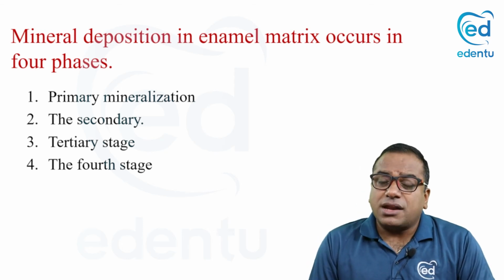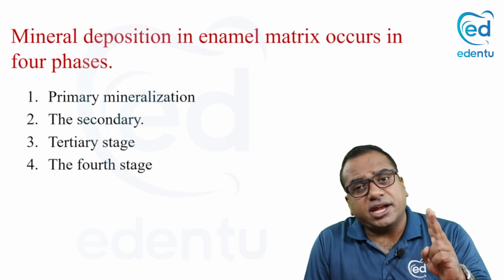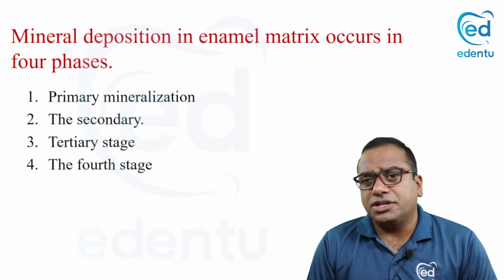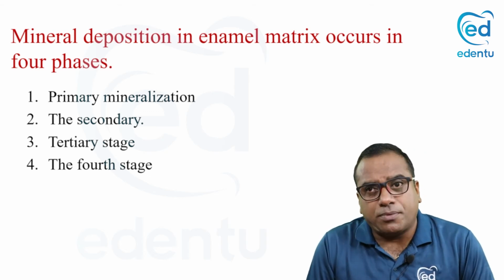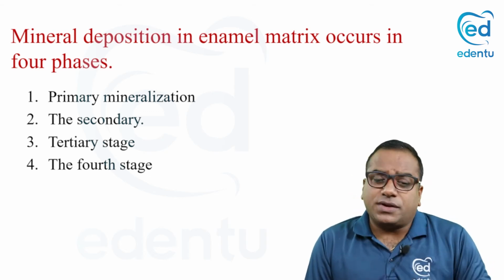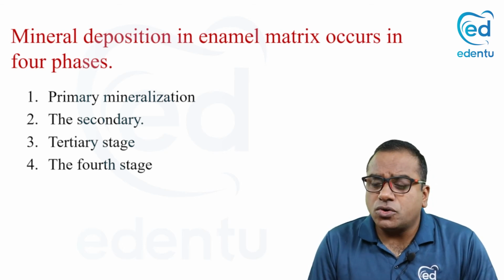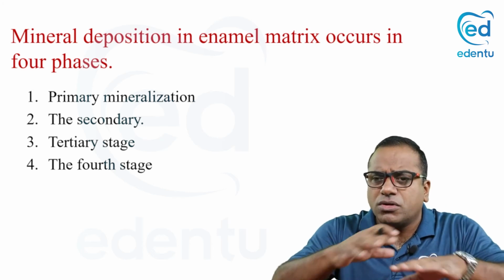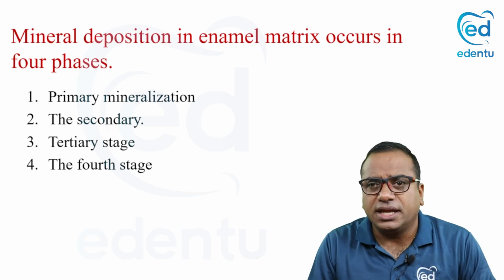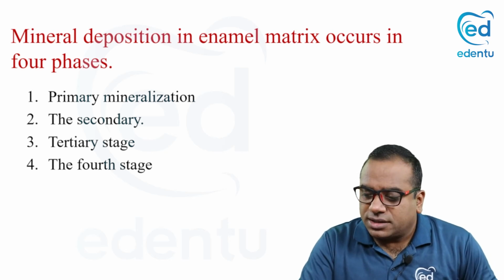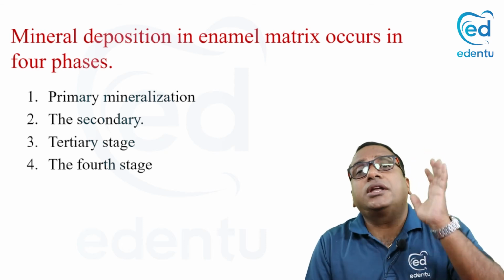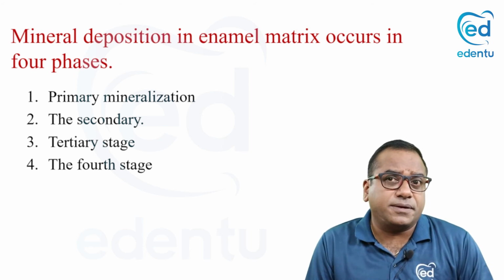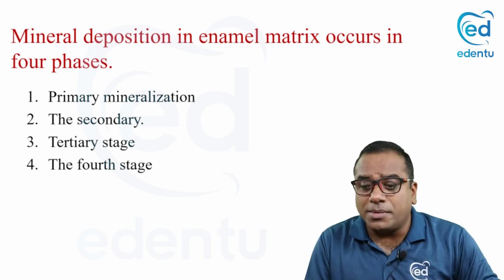The 4 stages are the primary mineralization stage, secondary mineralization stage, tertiary mineralization stage, and the fourth mineralization stage. Each step is of equal importance. Coming to the first stage, the primary mineralization. It is an immediate mineralization. The moment the matrix is laid down, 30% gets mineralized instantly. So primary mineralization is the immediate partial mineralization, up to 30% of the mineral deposition. Coming to the second one, that is the secondary mineralization.